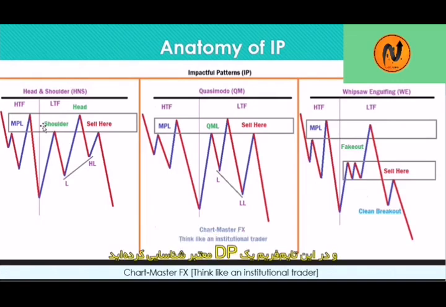So once you go to your M30, you identify a valid decision point such as an MPL or a QM level, or a double maru. Once you identify those kinds of patterns, then you go to a lower time frame, which is the M15. Then you wait for a head and shoulder to formulate. Then you can trade.